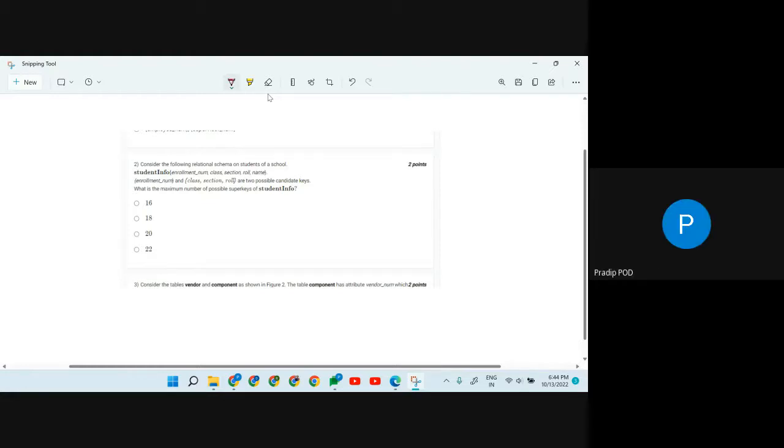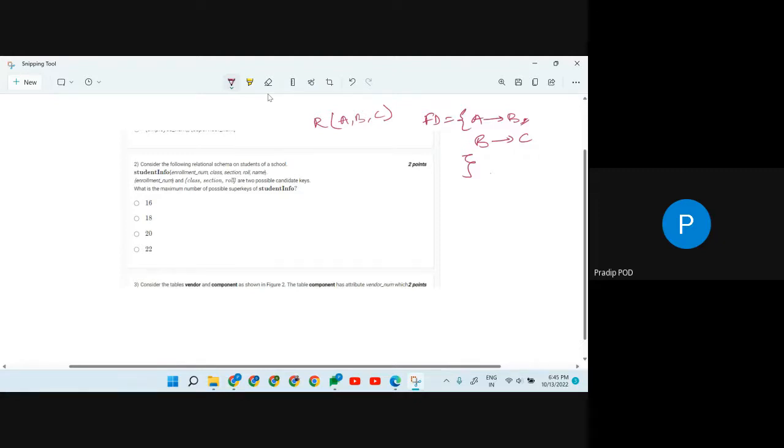Someone has asked a question: how to find the candidate key? Suppose this functional dependency is given to you: A to B is one functional dependency, and the second one is B to C. Suppose this relation has three attributes. You have to find the candidate key. How can you find it?